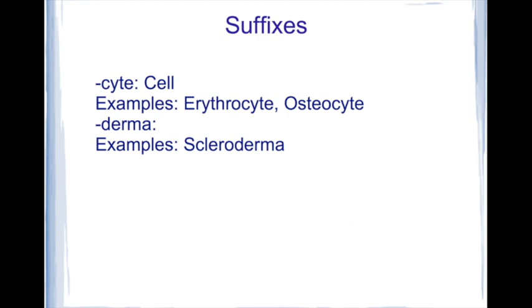Okay, derma, like scleroderma. And we talked about this earlier. I told you this was one of the examples I gave where a suffix or a prefix can also be a word root, just kind of switch around in the order it's put. So scleroderma, sclero means hard. What becomes hard in scleroderma? The skin. Okay, derma means skin.